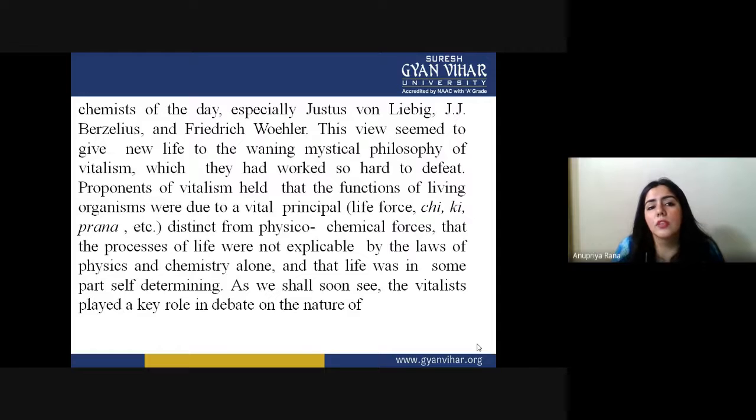So this view seemed to give new life to the mystical philosophy of vitalism, which they had worked so hard to defeat. Proponents of vitalism held that the function of a living organism was due to a vital principle, a life force, called prana, distinct from physicochemical forces, and that the purpose of life was not explainable by the laws of physics and chemistry alone.